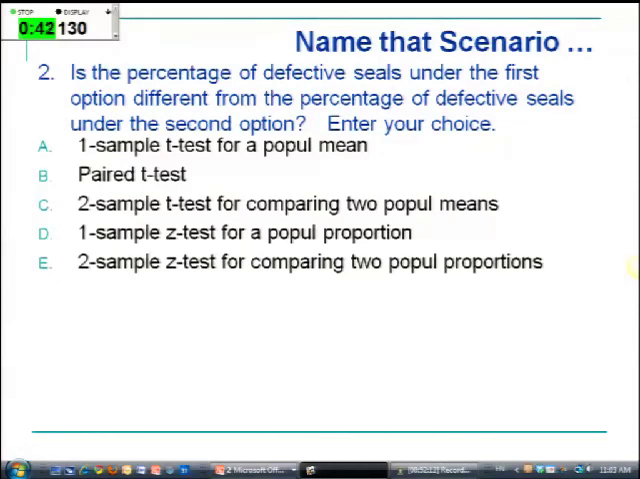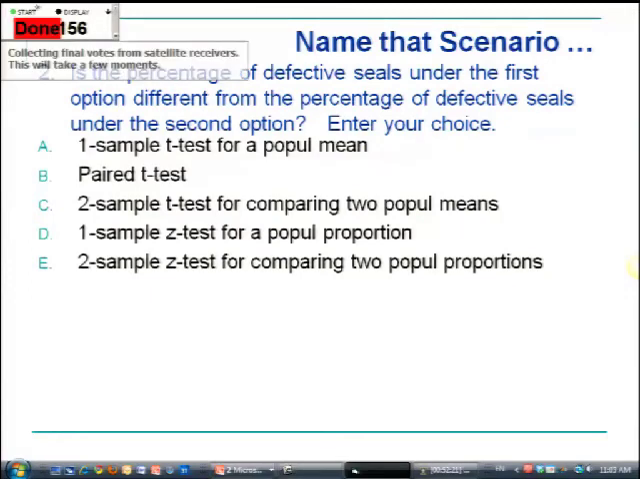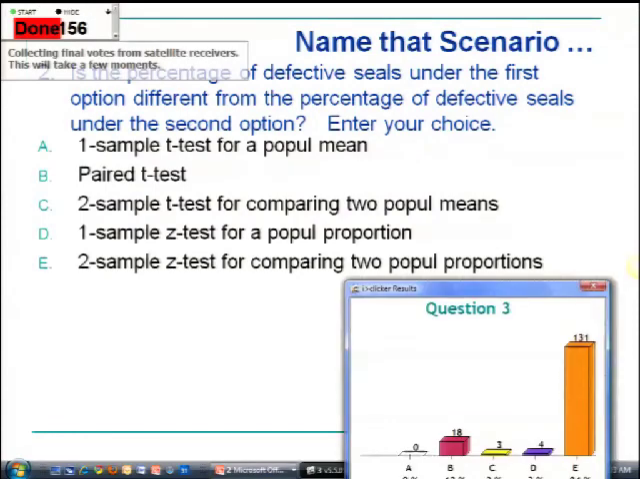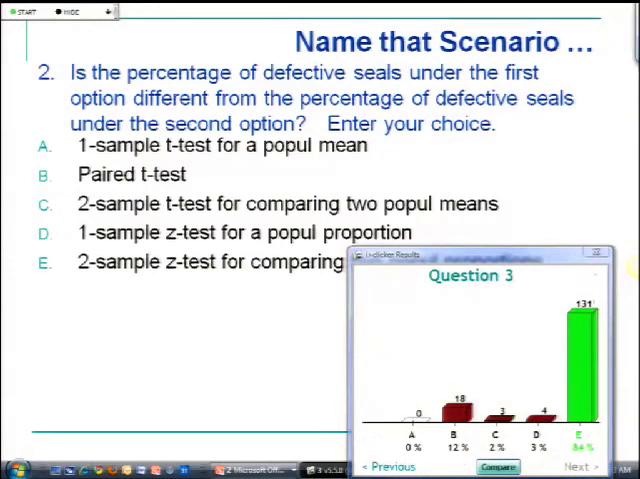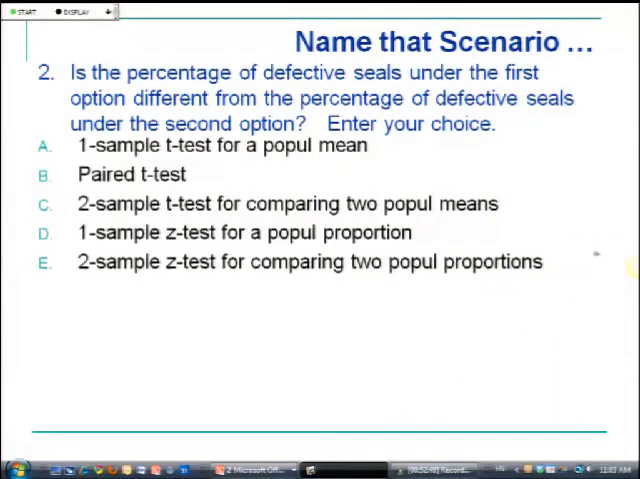All right, get your answers in. Doing pretty well. Measuring whether it was a defective seal or not. Comparing two different methods, we should pick E. We should do a test to compare the two population proportions. Exactly. We have option 1 and option 2. Write out the hypotheses, H0 and HA. What would those look like?